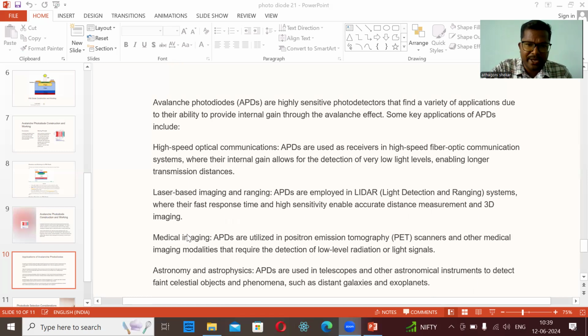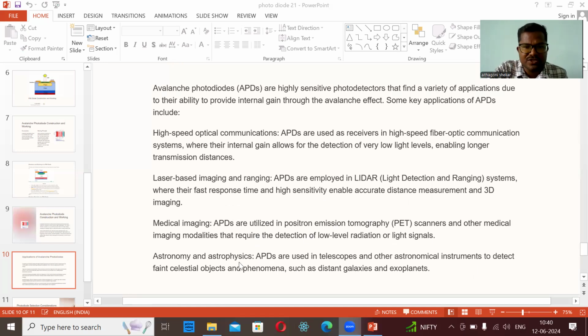It is very fast responsive. And medical imaging: the avalanche photodiode is utilized in positron emission tomography, PET. PET scanning is used for cancer patients. And astronomy and astrophysics: the APD is used in telescopes and astronomy instruments. These instruments are used to see distant galaxies and exoplanets.